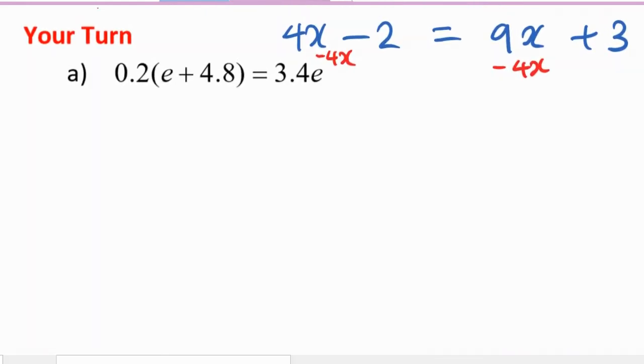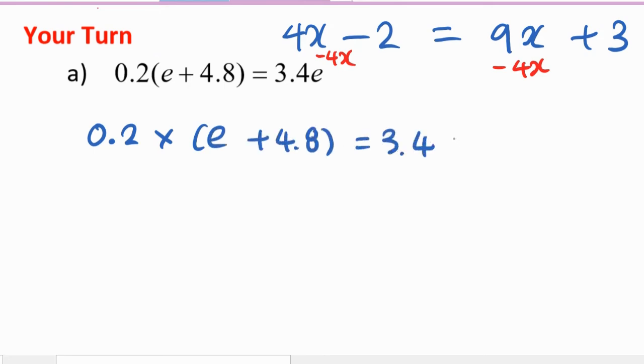Okay, have you guys tried it? Let's do it together. So 0.2, we are going to use distributive property. Or we can also use division, right? So remember, everyone, 0.2 times (e plus 4.8) equals 3.4 times e.